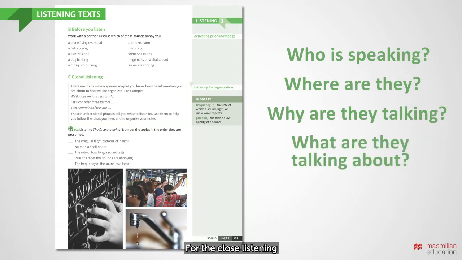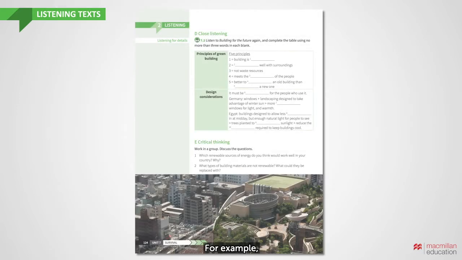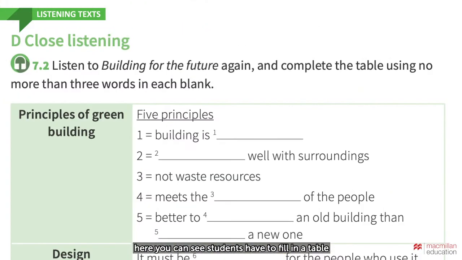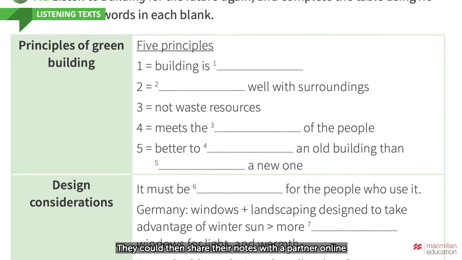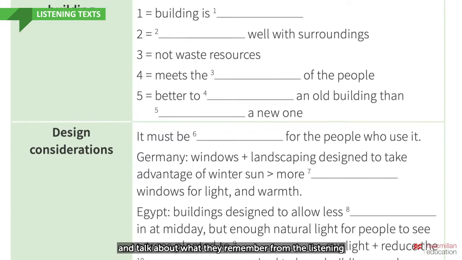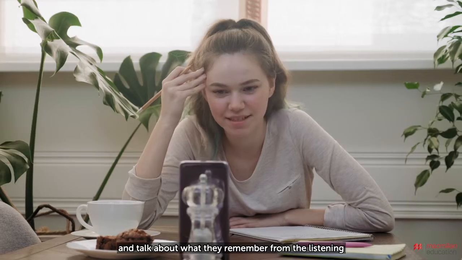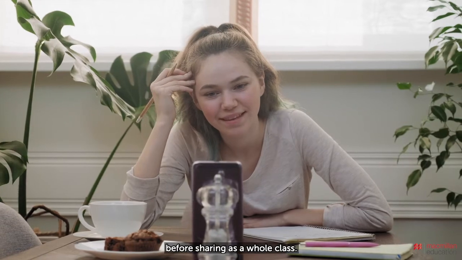For the close listening, you can do some more detailed listening activities. For example, here you can see students have to fill in a table, or you could ask them to draw a graphic organizer or mind map to help them organize their notes as they listen. They could then share those notes with a partner online and talk about what they remember from the listening before sharing as a whole class.